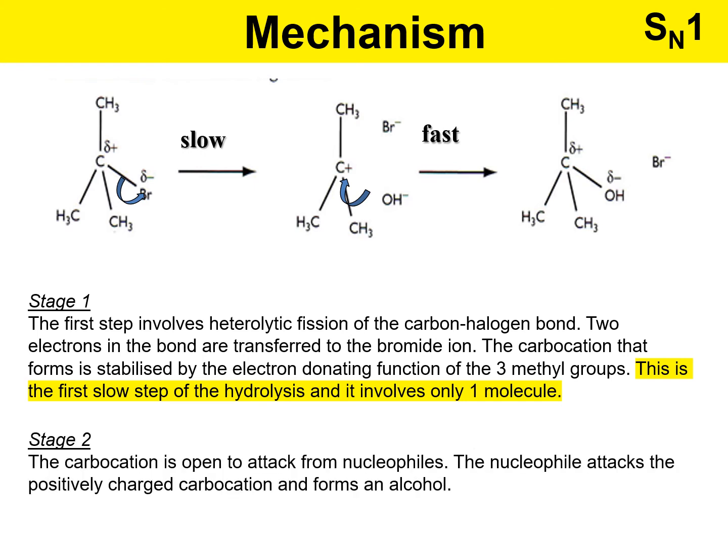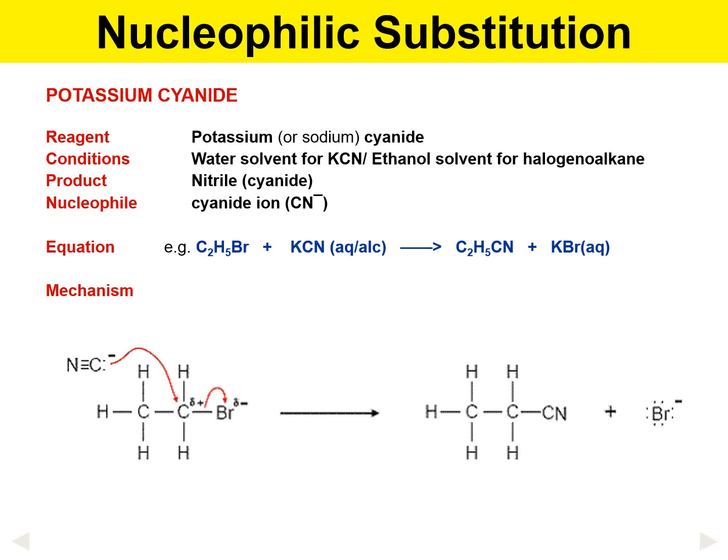If we move on to the second step, the carbocation is open to attack from nucleophiles. The nucleophile attacks the positively charged carbocation and forms the alcohol. This is called an SN1 reaction because it is nucleophilic substitution, but the slow step involves only one species, the tertiary halogenoalkane. We also have to study some other nucleophilic substitution reactions.